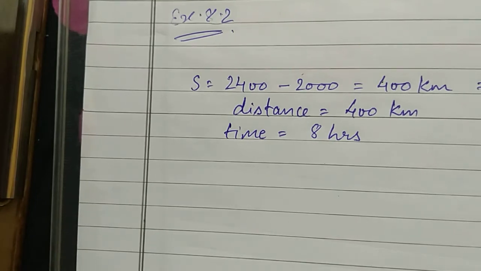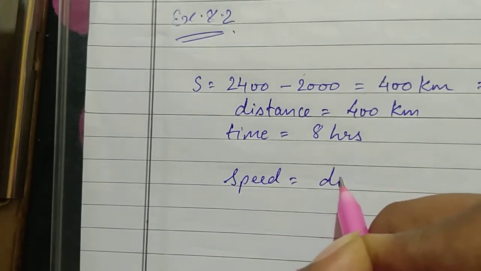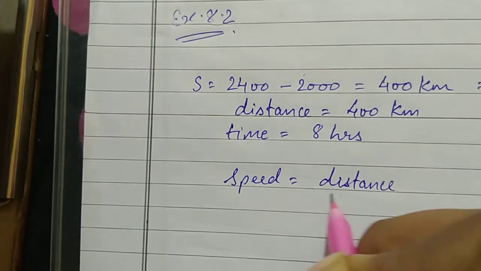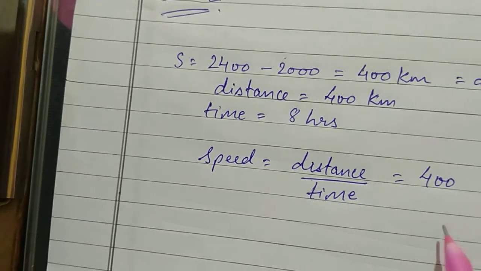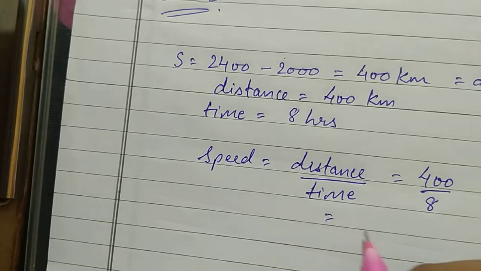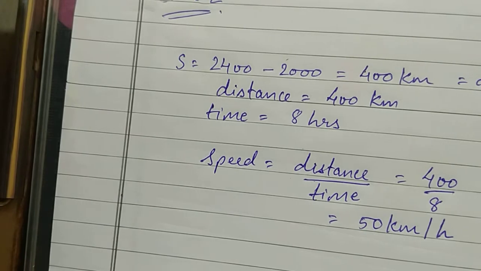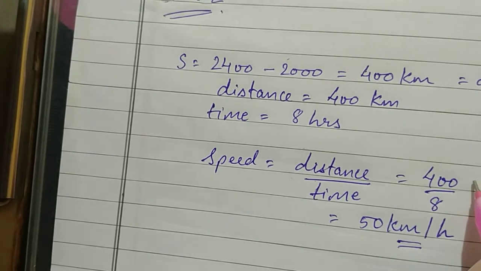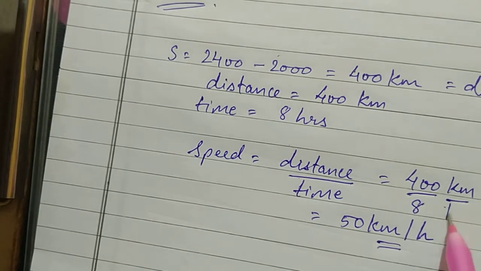To find the speed, remember the formula was distance upon time. Now how much distance has it traveled? 400 kilometers. And the time interval is 8 hours. So that would come to 50 kilometer per hour. Why have I written kilometer per hour? You see, 400 is in kilometer, and this 8 is in hour.